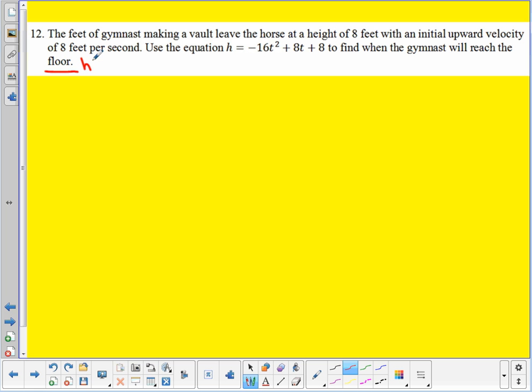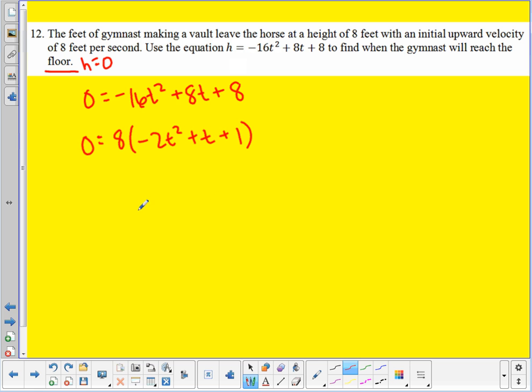Floor means h is equal to 0. So I take my 0 and I plug it in for h. And since it's equal to 0, I know that I'm going to solve it. I recognize here again that I've got a nice GCF that I can take out. All of these things are divisible by 8, so I'm going to take that out. I'm going to have an 8 out front, which leaves me with negative 2t squared plus t plus 1.